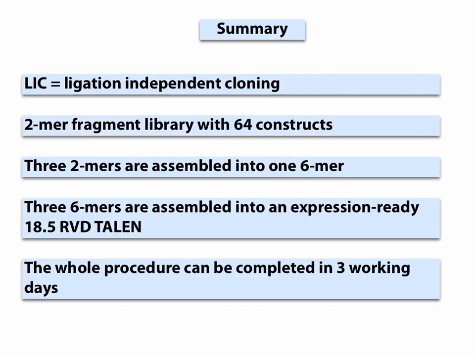In summary, ligation-independent cloning is a fast, easy, and reliable technology to assemble multiple DNA fragments. We have adapted this technology to TALE gene synthesis by generating a 64-piece fragment library in which each fragment encodes for 2 TALE repeat units. 3 2-mers of this library can be assembled into a 6-mer fragment. The resultant 3 6-mers are assembled to yield an expression-ready 18.5 RVD TALEN construct in 3 days.